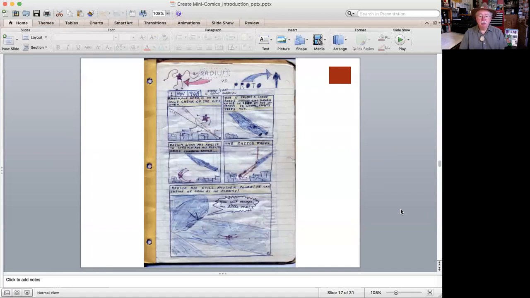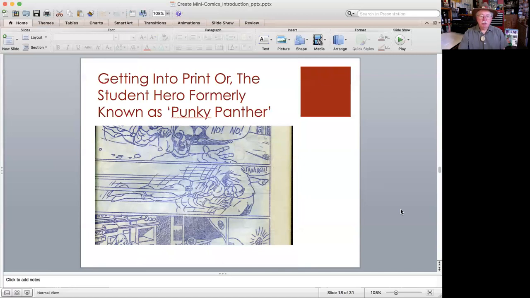This is the first page of the first issue of Radium comics. George had the idea, and I don't know whether we did this in 7th grade or in 8th grade, but he had the idea of putting a comic strip in the school newspaper. Now, the school newspaper was printed on a ditto machine.